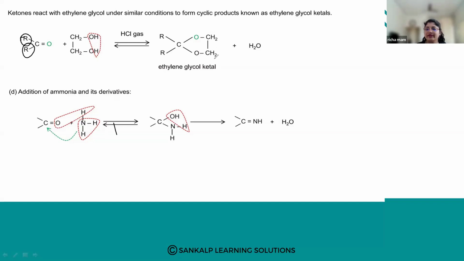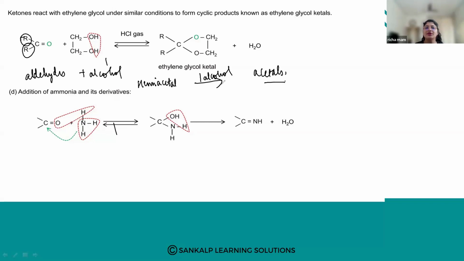Whenever you have aldehydes reacting with alcohol, you get hemiacetals. One molecule of alcohol reacting gives you hemiacetal. Then this hemiacetal, when it reacts with another molecule of alcohol, gives you acetals. Remember this. But when you react ketones with alcohols, here you have ethylene glycol.